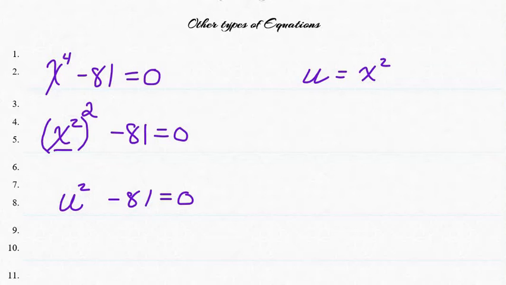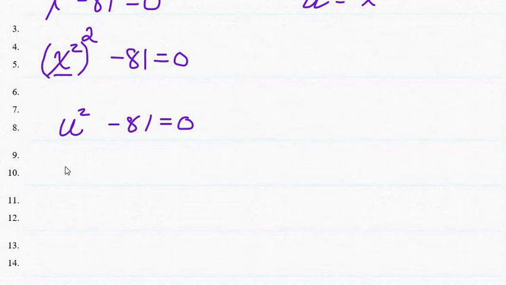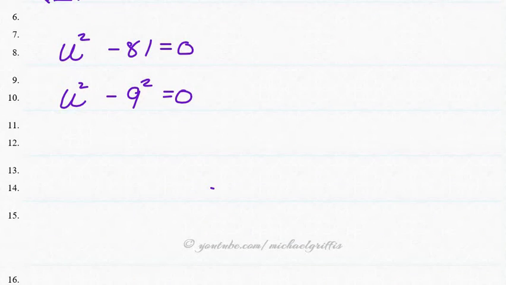This should look familiar. This is the difference of 2 squares. So we can rewrite this. There's a couple different ways you can do this actually, but we're going to do it this way. We can rewrite this as u squared minus 9 squared. So as you can see here, this is the difference of 2 squares. So this can be rewritten as u minus 9 times u plus 9.